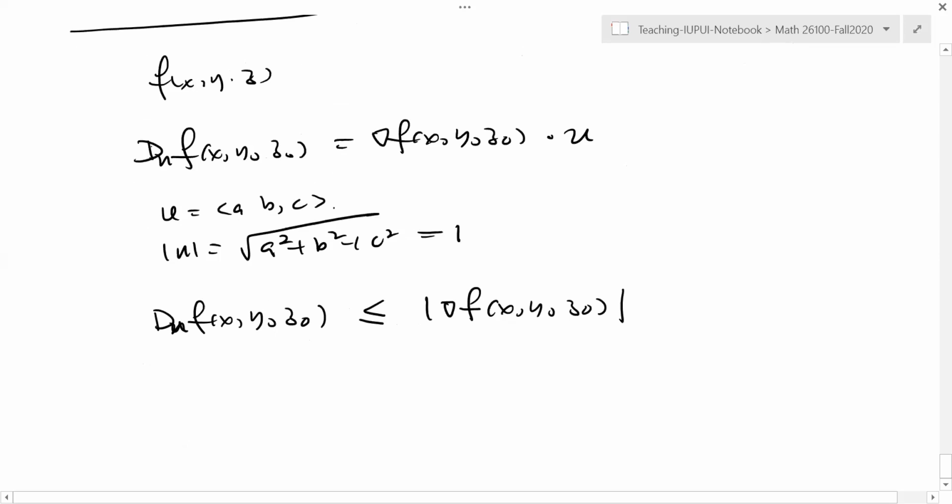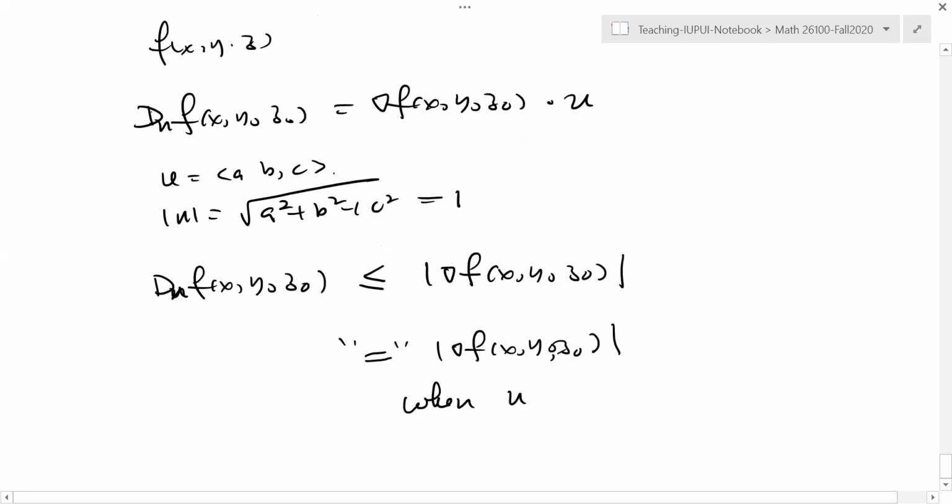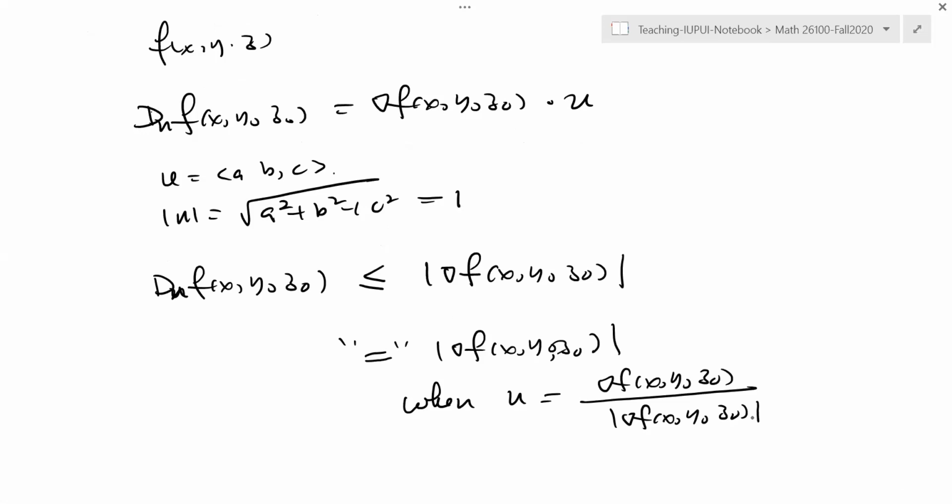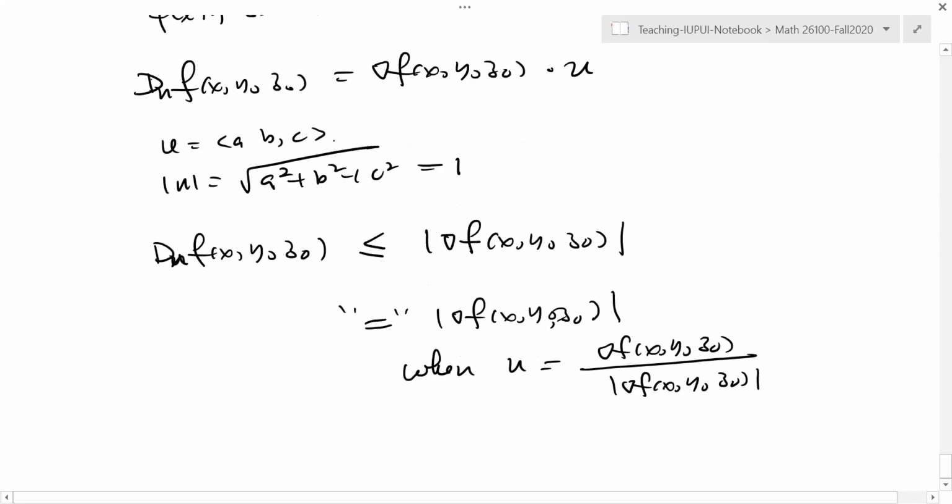And then equality holds only when u has the same direction as the gradient of the function. You normalize it, because you have to use a unit vector. So it is very similar in three variables and in two variables. Let's do one more exercise, and we're going to take a quiz.